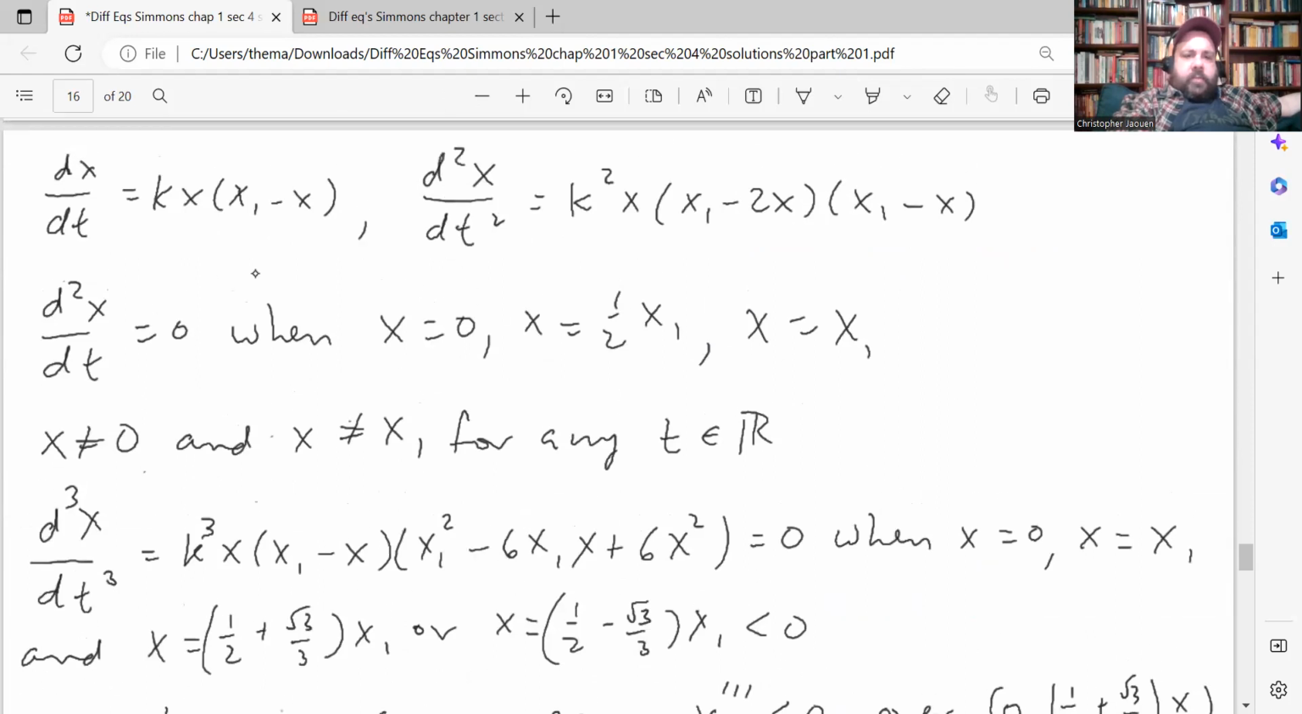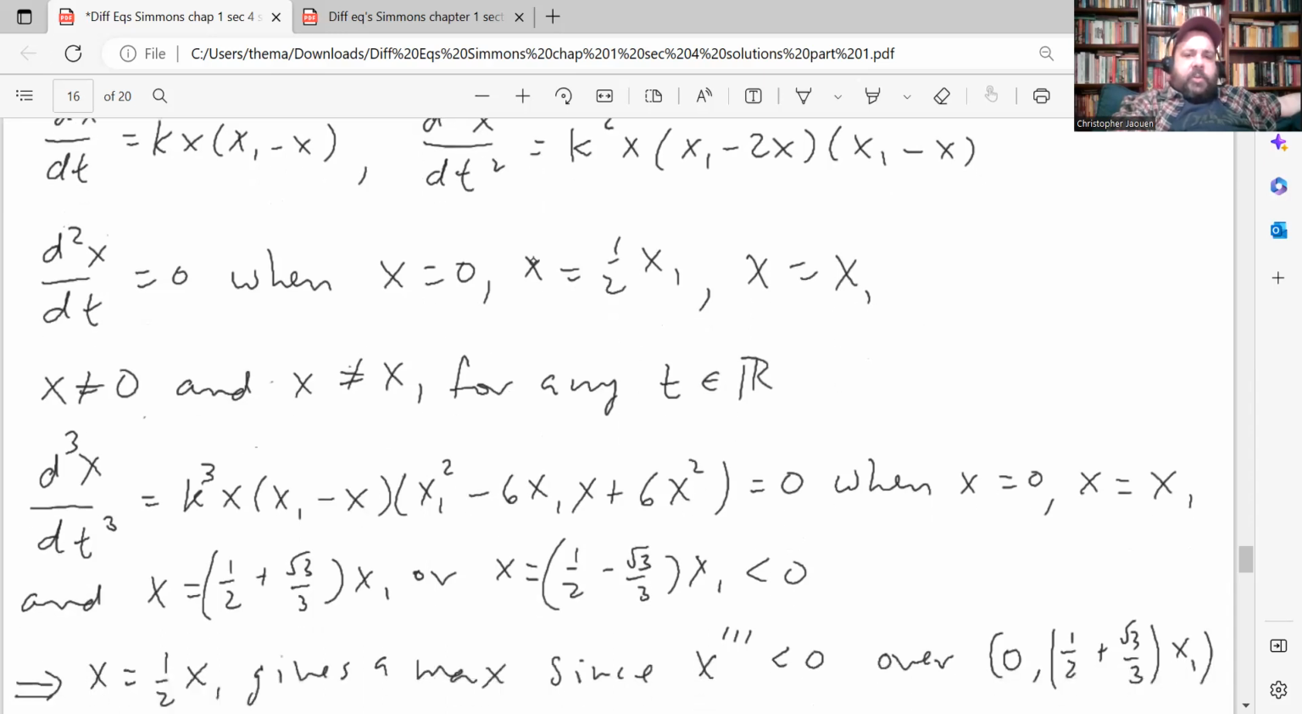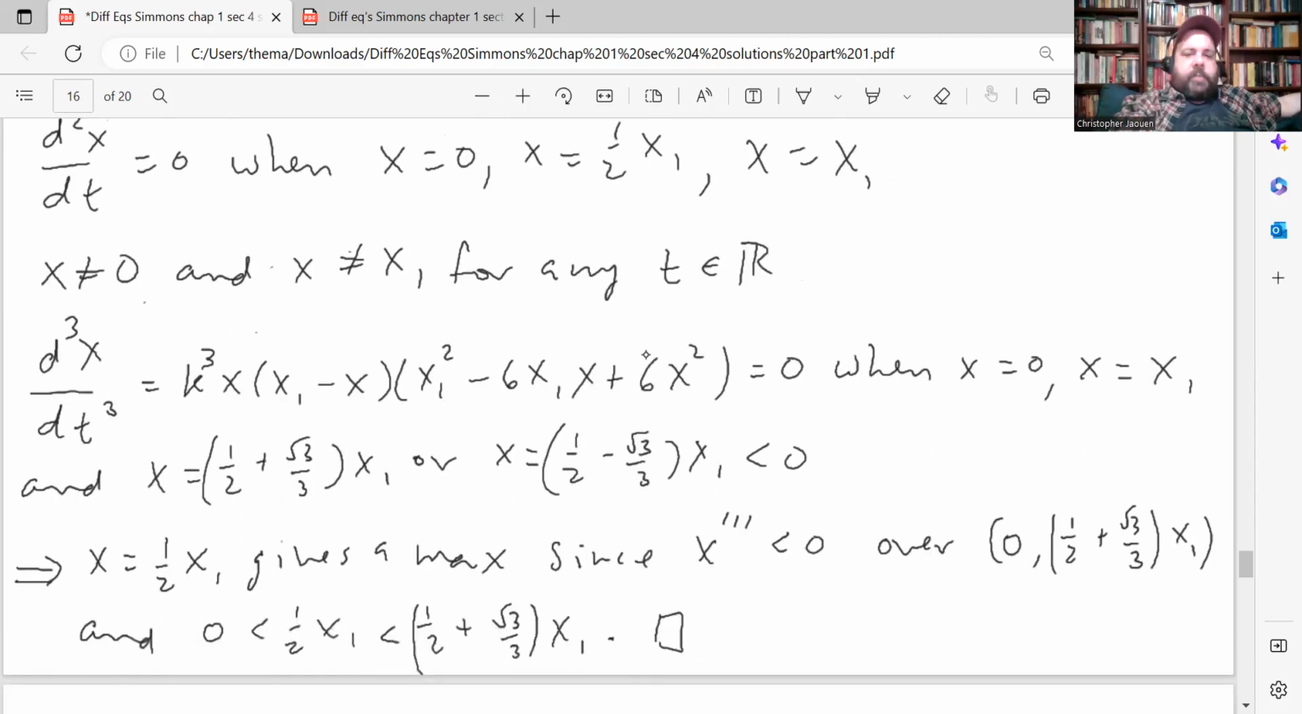When the second derivative is 0, those give you your critical numbers for the first derivative. So that happens when x is 0, x equals 1/2 x1, or x equals 1/2 x1. But the first and the last values are not possible for any value of t. So the only possibility is the middle one, and we just have to show that it gives a maximum by using the second derivative test, but we're doing it for the first derivative, so actually it involves the third derivative.